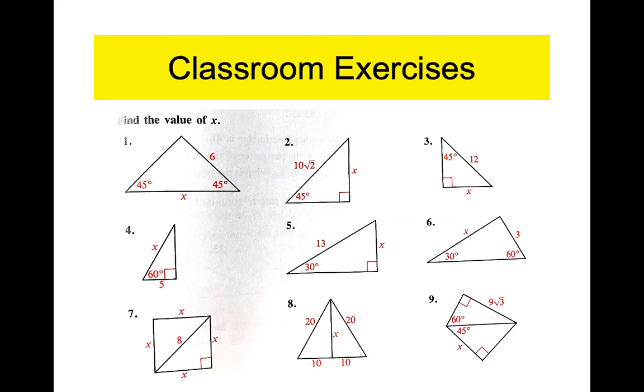So we've got to solve for x. X is a leg of a 45-45-90 triangle. We don't have a formula for a leg, but we do have that C is equal to A√2. Do we know the hypotenuse? No. Do we know a leg? Sure, it's x.